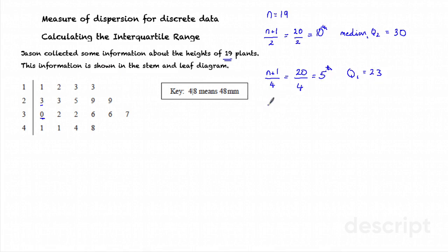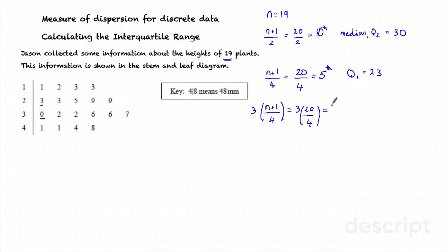So finally, I'm going to find the upper quartile, or Q3. Again, I'll do n plus 1. Now I need 3/4 of the way along that data. So I'm going to divide by 4, multiply by 3 to give me 3/4. So that's 20 divided by 4. I need that 3 times for 3/4.